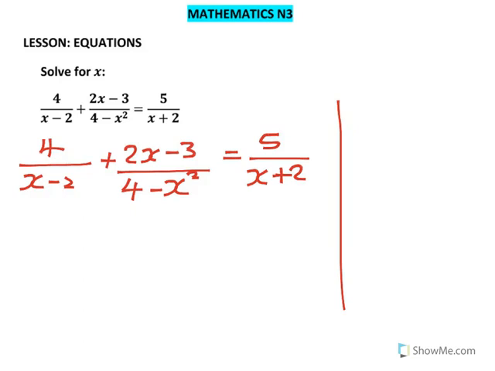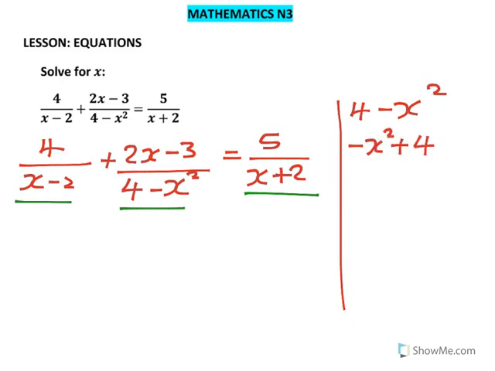Given this problem, the first thing I want you to notice is our denominators. We have x minus 2, we have x plus 2, and we have 4 minus x squared. But now let's study carefully 4 minus x squared. Now if I rearrange it, I will have minus x squared plus 4. If I factorize the negative out, I will have minus of x squared minus 4.